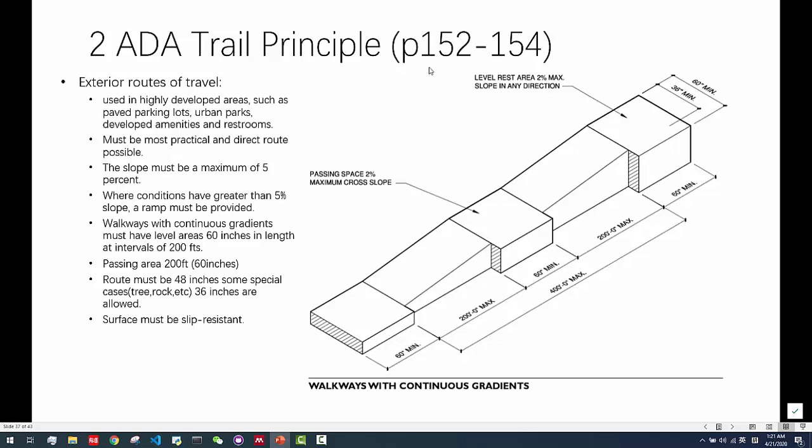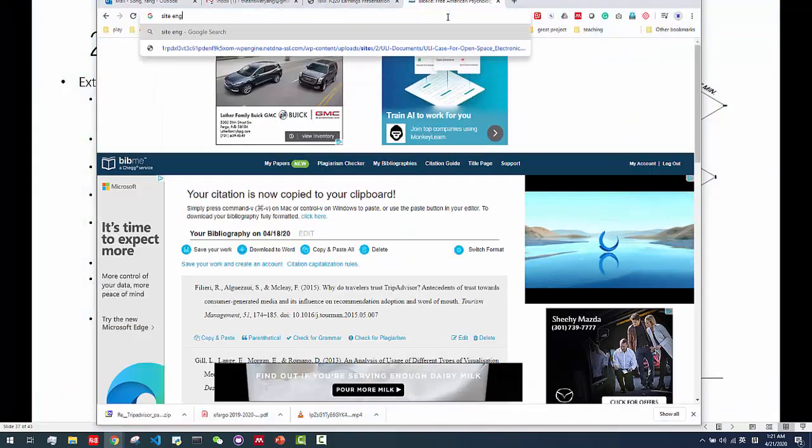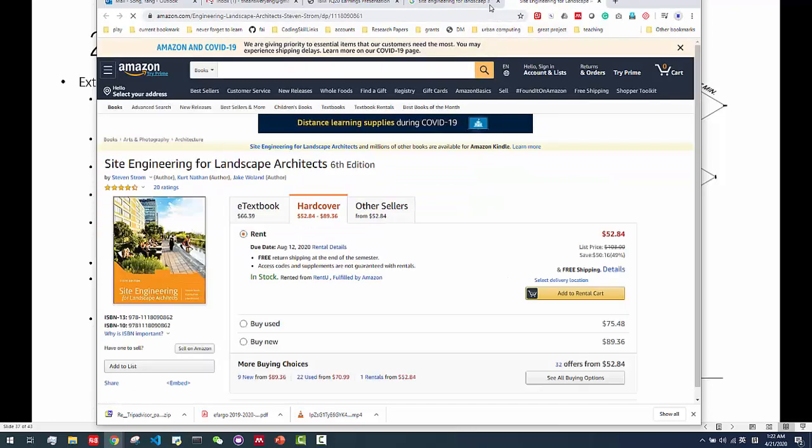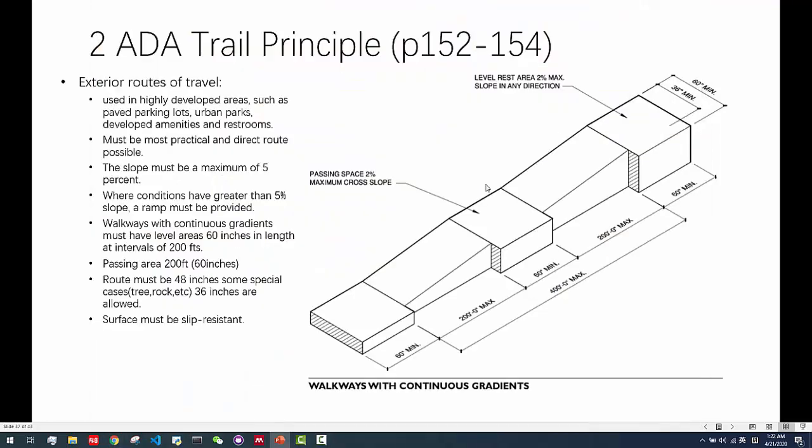If you want to look for more information, because there's a whole book about it, you can look at the textbook, pages 152 to 154. The textbook, if I'm right, is Site Engineering for Landscape Architects. So check it out, you can probably find more information there. What I do is just give you a really simple walk-through to introduce you a little bit.